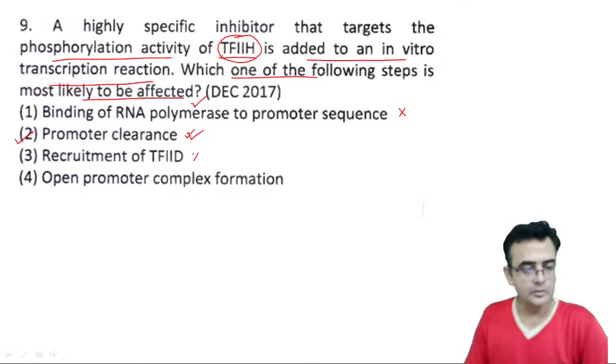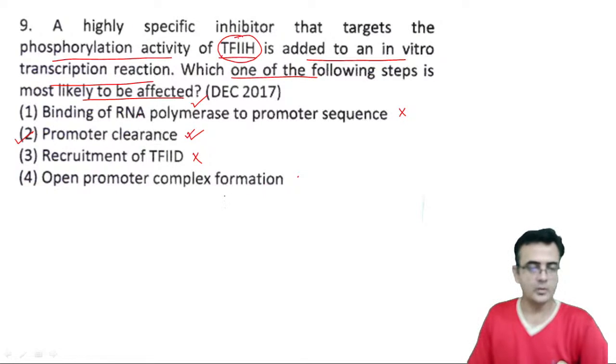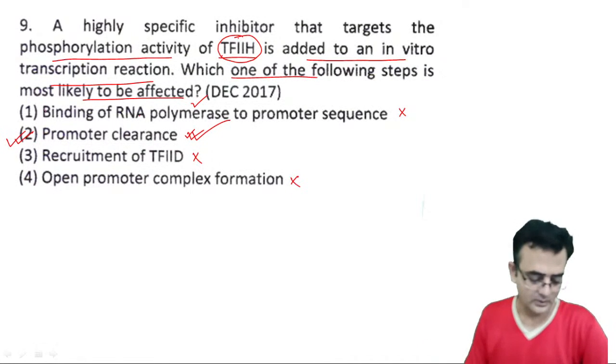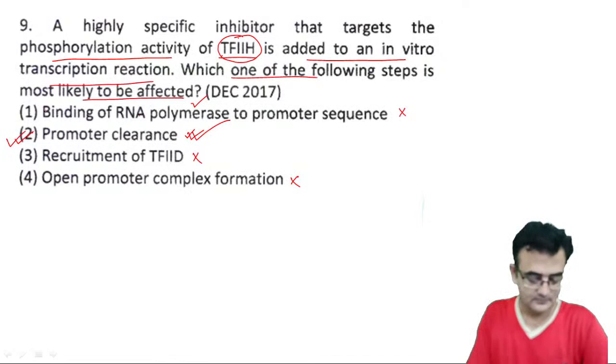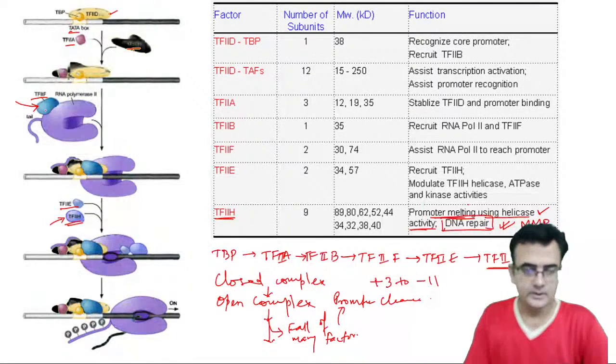Recruitment of TF2D, no. This is the last transcription factor. Open promoter complex formation: from the closed conformation to the open conformation, they form here, right? But open promoter complex formation is somehow not a suitable word here. Promoter clearance is more suitable, so the correct answer is 2. Alright, good afternoon. So that's the question.